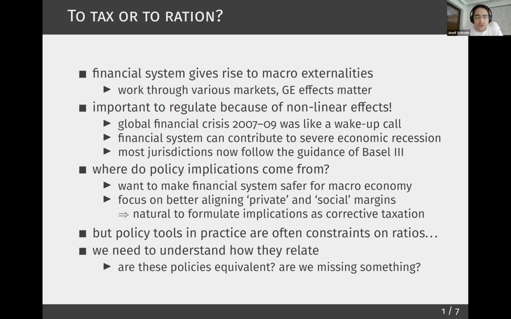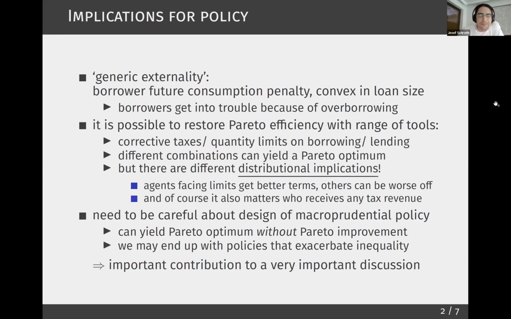So basically what we want to do is we want to better align the private and the social margins. And that makes it very natural, especially for researchers, to formulate policy implications in terms of corrective taxation. So we want to put a wedge in there to make the allocation optimal. But in practice, as Anton said, policy tools are often in terms of constraints or ratios. So we need to understand how they relate. Are they equivalent, or are we missing something important? And that's exactly what the paper is doing.